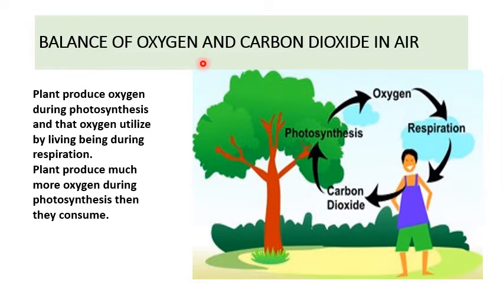Balance of oxygen and carbon dioxide in air. You know that plants produce oxygen during photosynthesis, and that oxygen is utilized by human beings during respiration, which produces carbon dioxide. This carbon dioxide is again absorbed by the plants during photosynthesis. So the balance of oxygen and carbon dioxide continuously goes on in the atmosphere.